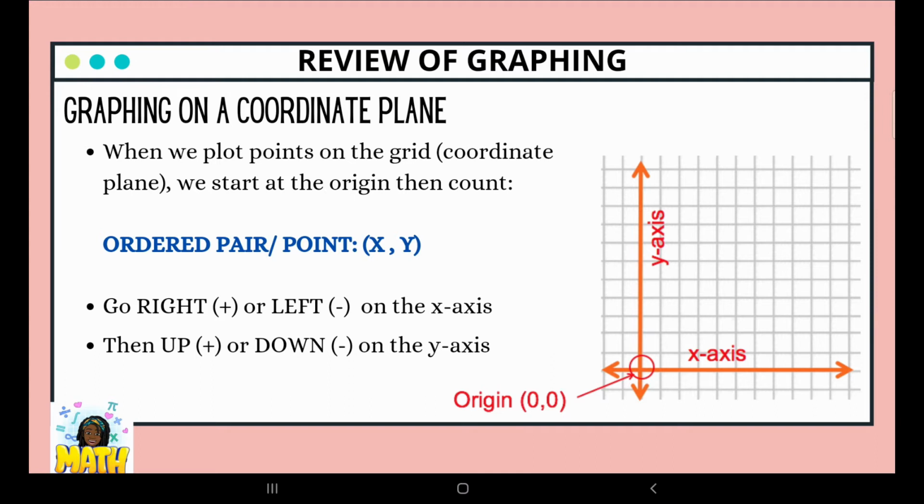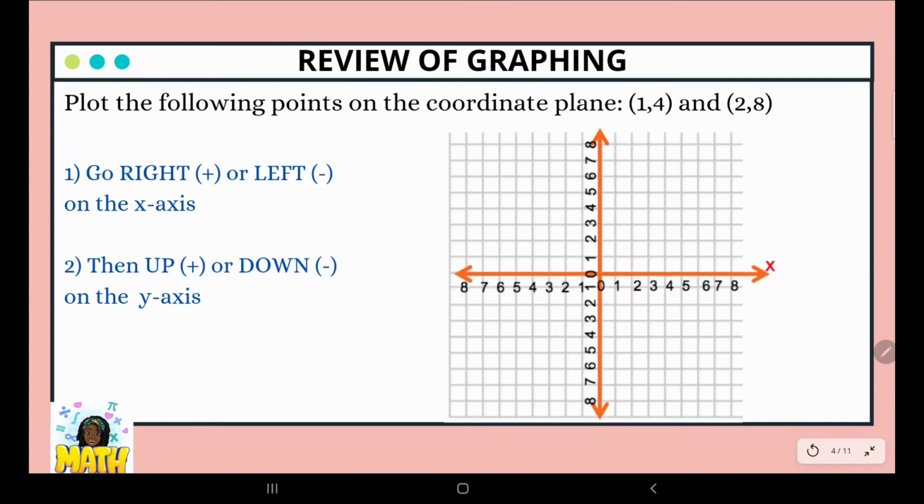When we plot points on the grid or the coordinate plane, we start at the origin and move left or right on the x-axis, or up or down on the y-axis. So left or right on the x-axis and up or down on the y-axis. Let's now attempt plotting these 2 points, (1, 4) and (2, 8).